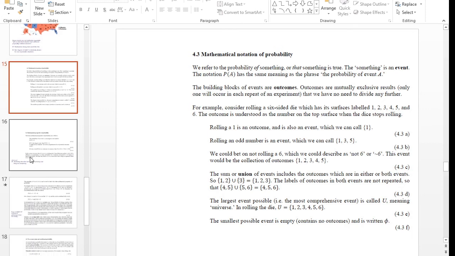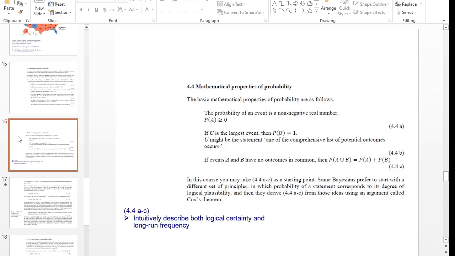Right. Those are definitions in section 4.3. Section 4.4, what are the quote-unquote mathematical properties of probability theory? In section 4.4, here are three mathematical properties of probability, which you might also find called by various different names. You might find them called the laws of probability. You might find them called the Kolmogorov axioms.